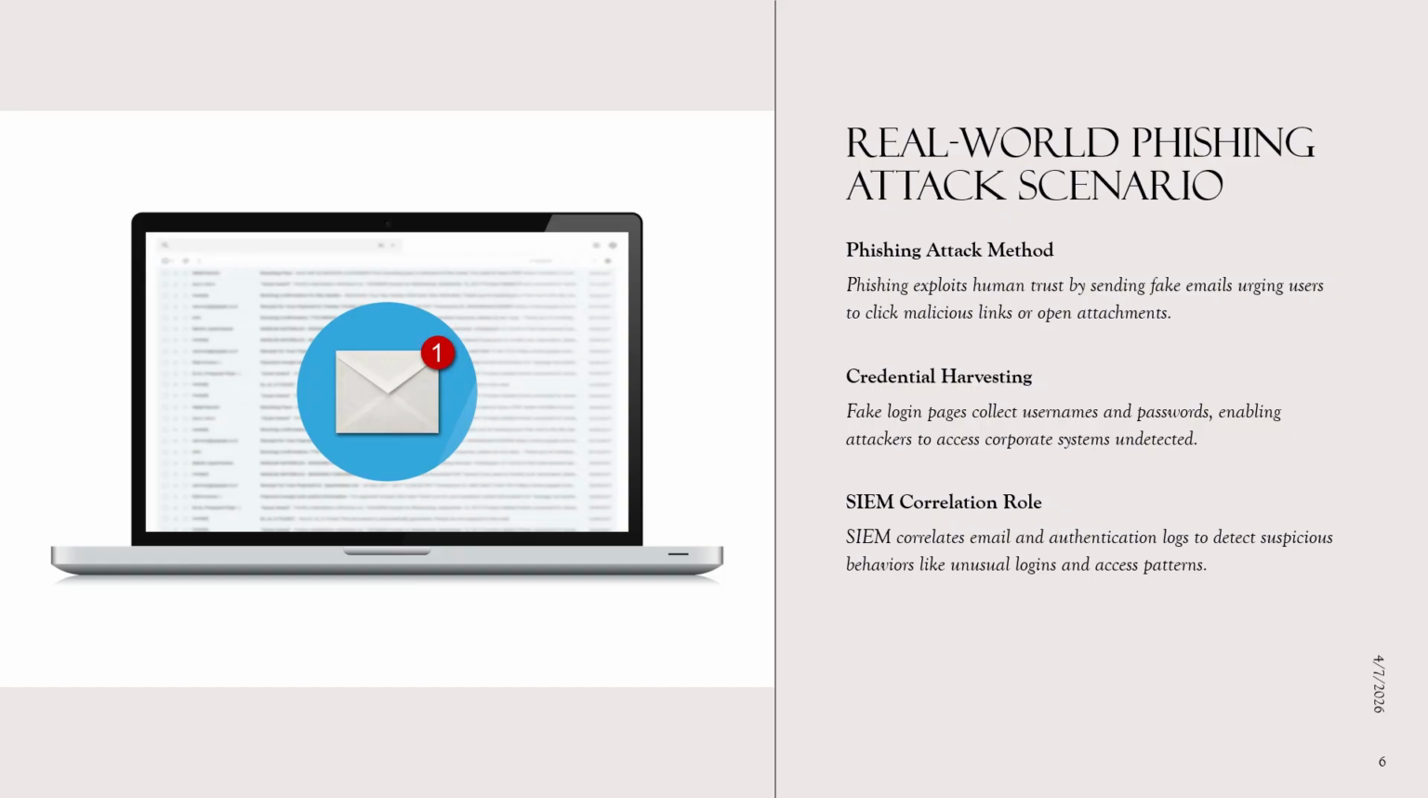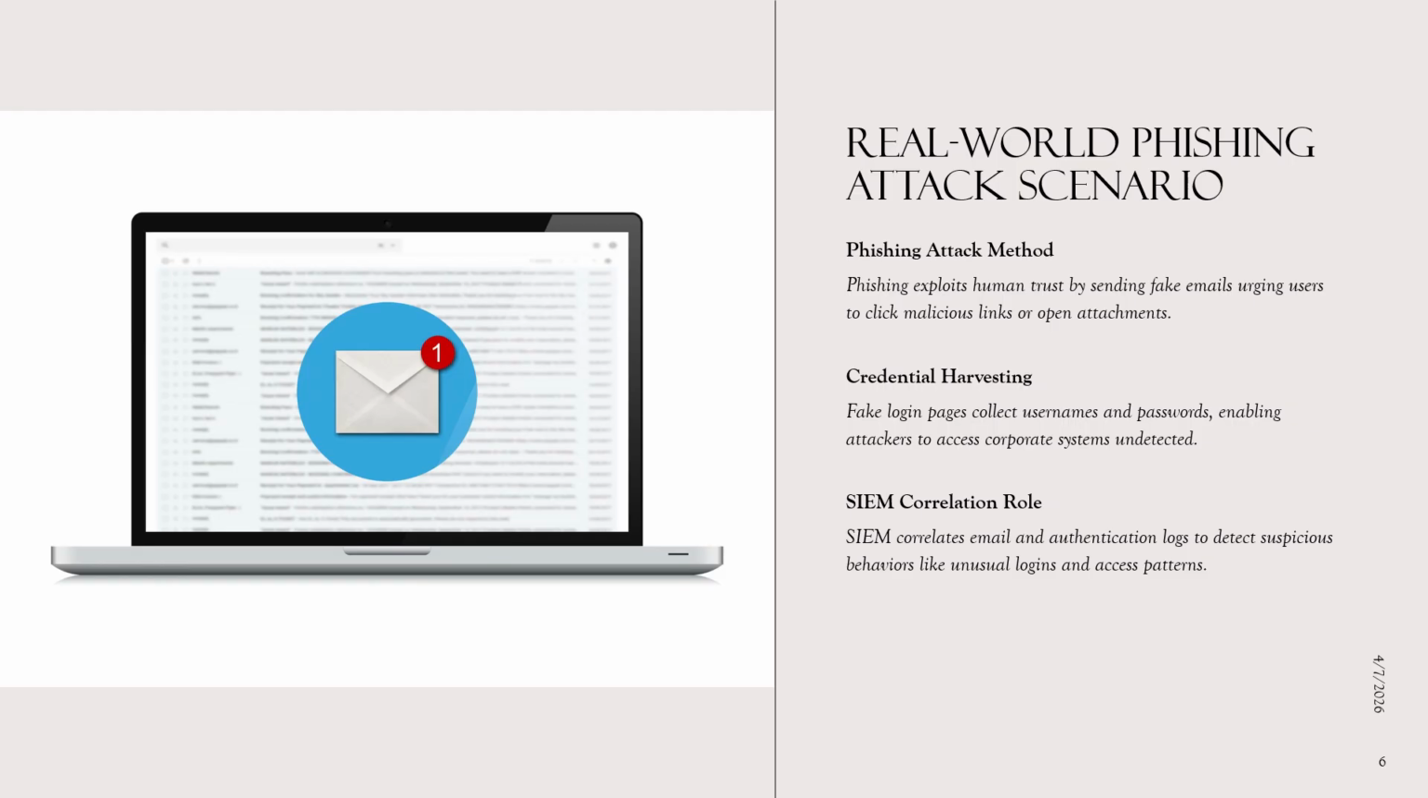Real world phishing attack scenarios. Phishing attack method: phishing exploits human trust by sending fake emails, luring users to click malicious links or open attachments. Credentials harvesting: fake login pages collect usernames and passwords, enabling attackers to access corporate systems undetected.